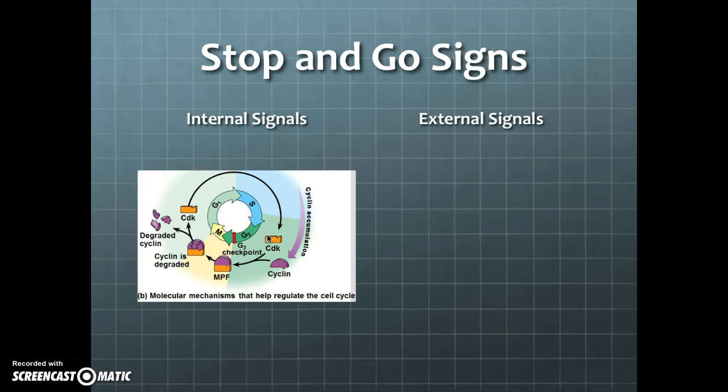And this cyclin accumulates throughout S and G2 phases, and these accumulated molecules combine with the recycled CDK and produce enough MPF to pass the G2 checkpoint, as you can see here.